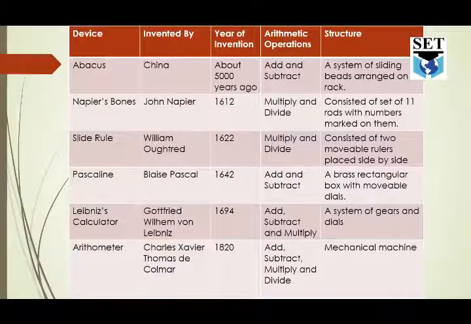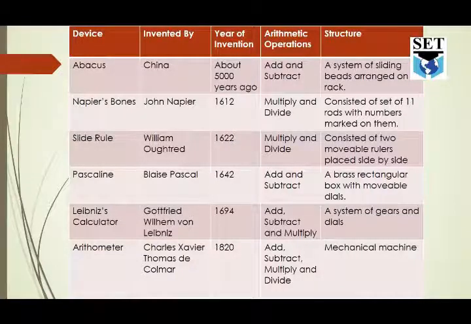Blaise Pascal in 1642 developed a machine for performing addition and subtraction. It is a brass rectangular box with movable dials. Basically, it was a system of gears and dials, and by moving the dials, we were able to get the answers to our queries regarding addition and subtraction.